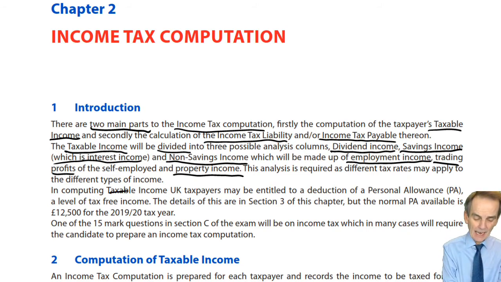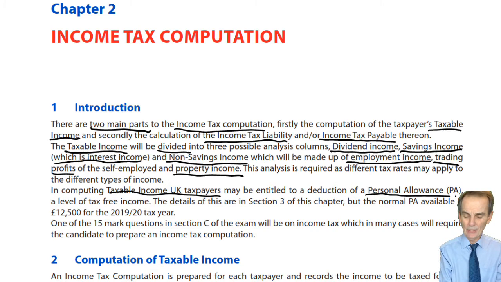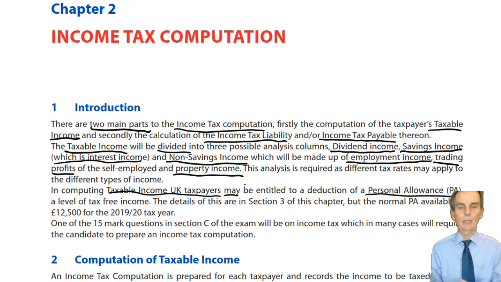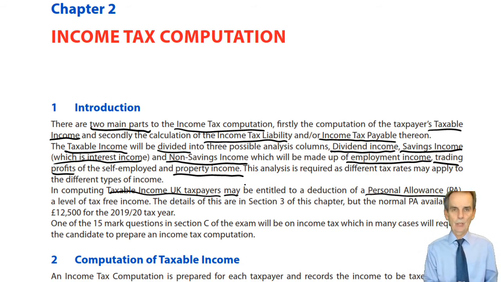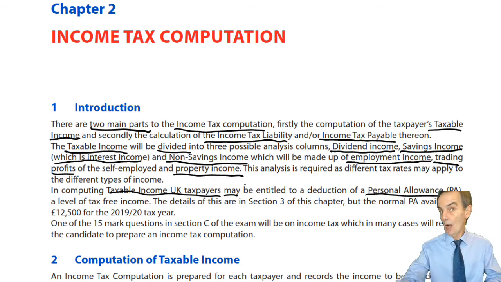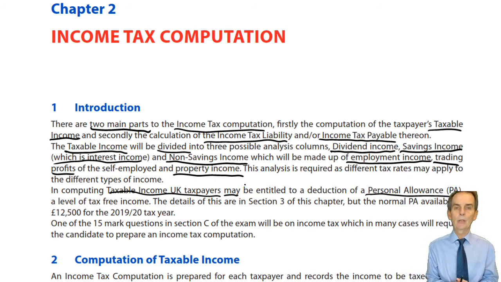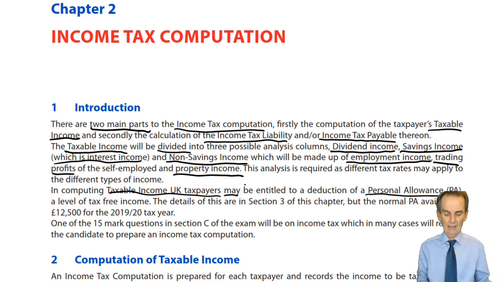Now, as we've already said, in computing the taxable income, UK taxpayers may be entitled to a deduction of a personal allowance. Now there it says may be, because what we will see later in this chapter is that you reach a certain level of income, a figure we'll call adjusted net income, where if you go above that level, you don't immediately lose the entirety of the personal allowance. You start to lose it progressively. You will then reach a certain higher level of income, where by that point the personal allowance has been reduced down to zero. But more of that later.